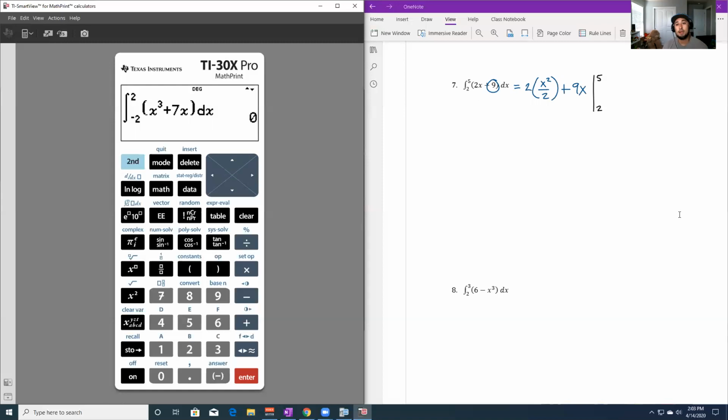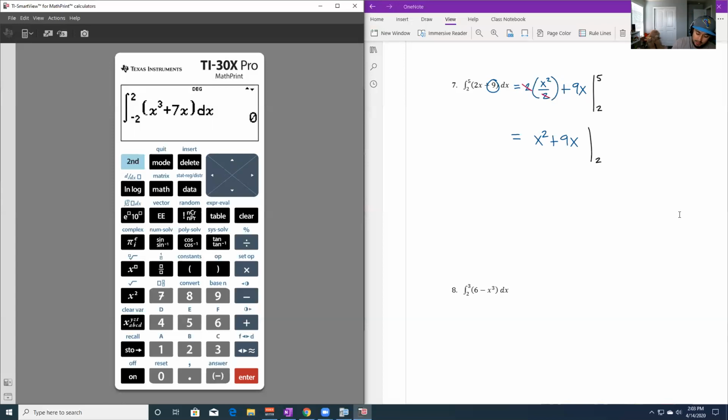All right. There we go. Okay. So clean it up a bit. I get that these 2's cancel, and we get x squared plus 9x evaluated from 2 to 5.